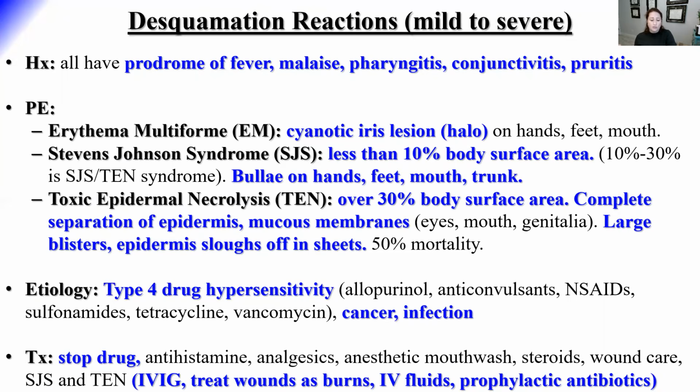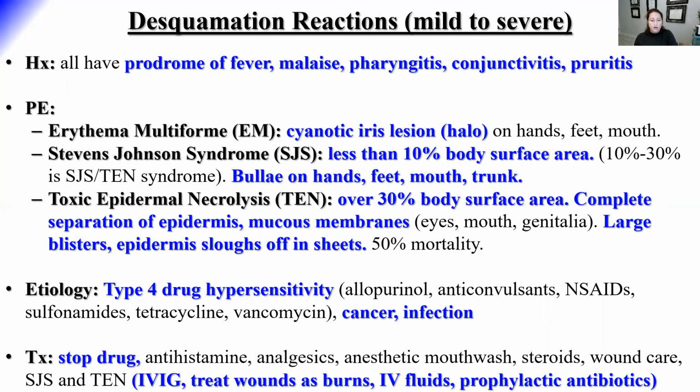Then toxic epidermal necrolysis. This is the worst one. This is over 30% of the body surface area covered with bulla. You get a separation of the epidermis and the mucosal membrane, so the eyes, the mouth, and the genitalia are affected. Large blisters, and the epidermis starts to slough off in sheets. There's a 50% mortality to toxic epidermal necrolysis. This is a type 4 hypersensitivity.